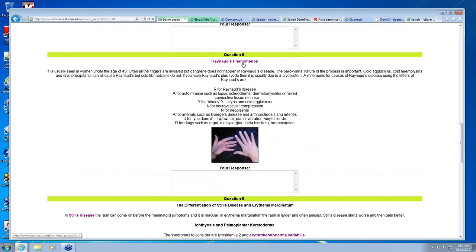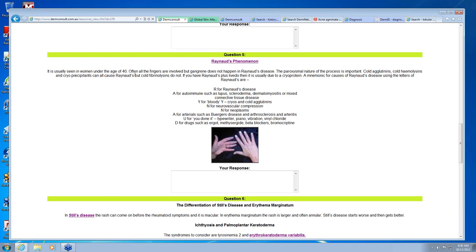Raynaud's phenomenon. Raynaud's disease and Raynaud's phenomenon. Usually seen in women. Raynaud's is, by the way, where the hands go white, the digits go white, and then subsequently they go blue, and they can be quite painful when they're white. It's often a type of vasospasm that occurs particularly in very cold weather, or if you've got some underlying abnormality that's producing cryoproteins or cryoglobulins or some other underlying disease.